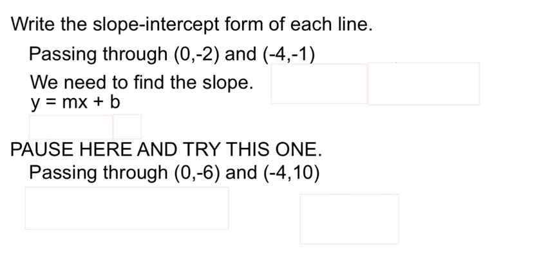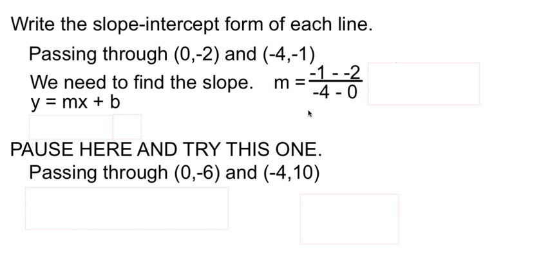So let's write an equation in slope-intercept form through two given points, (0, -2) and (-4, -1). Now to use slope-intercept form, we need to know the slope and we need to know the intercept. Well, we've got the y-intercept. That's right here when x equals 0. So now we need to find the slope.